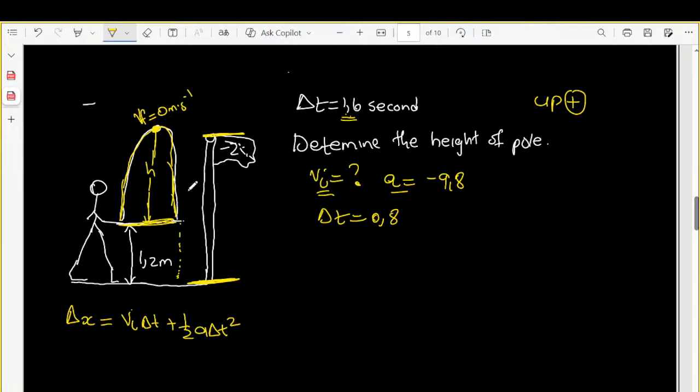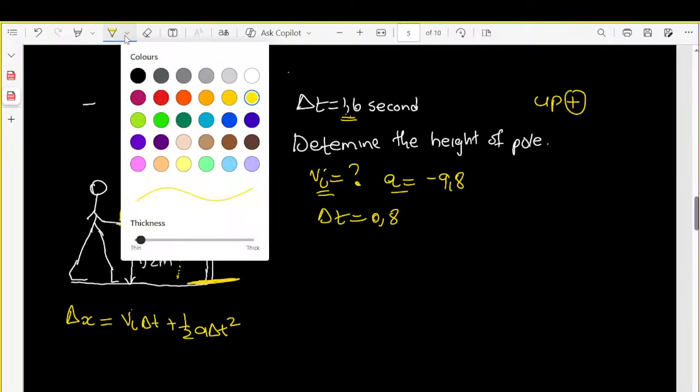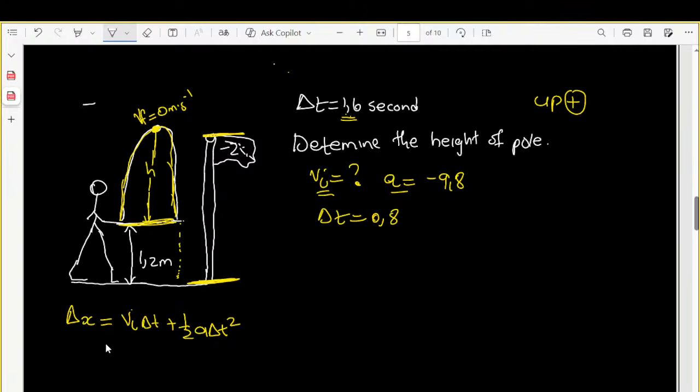I don't have the initial velocity, so this tells you that we need to first start calculating the initial velocity. We need to first find the v initial. So to find the v initial, I'll use a formula that says v final is equal to v initial plus a delta t, because we need to first find the initial.